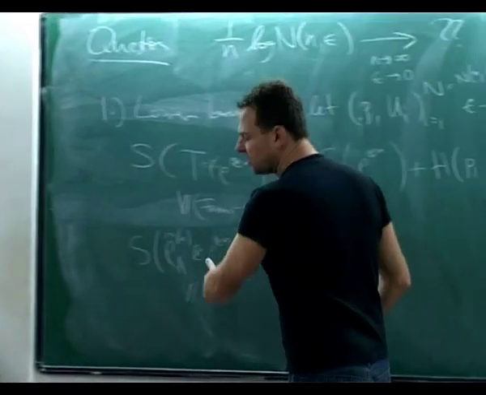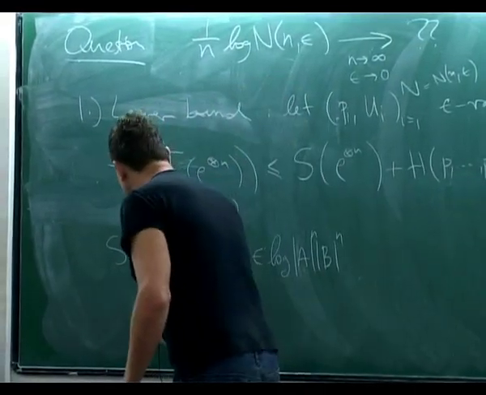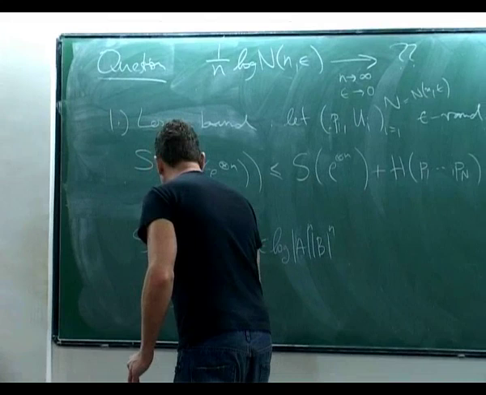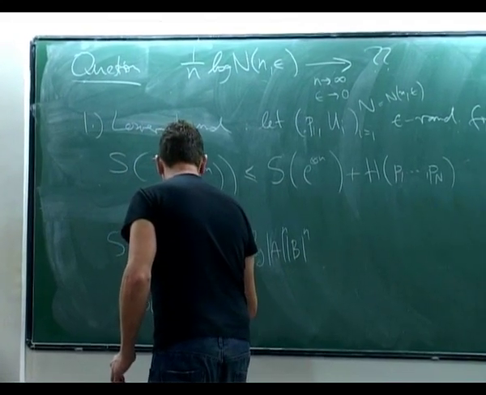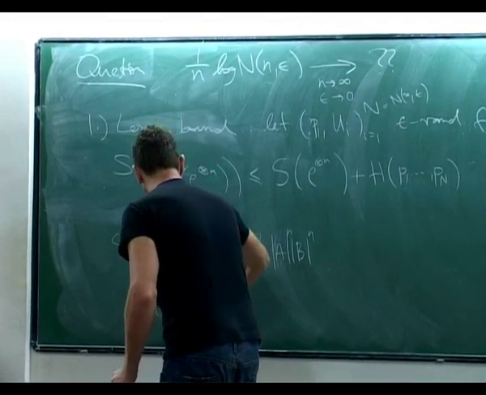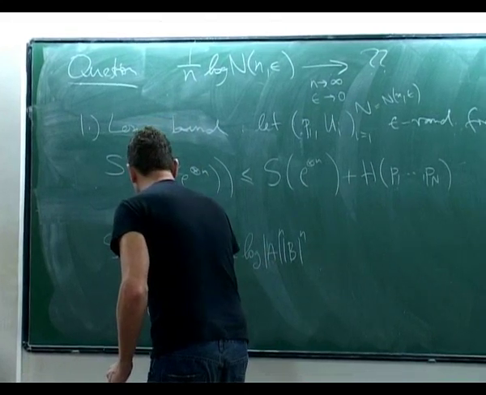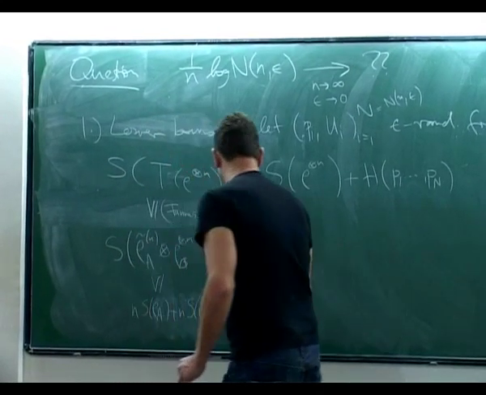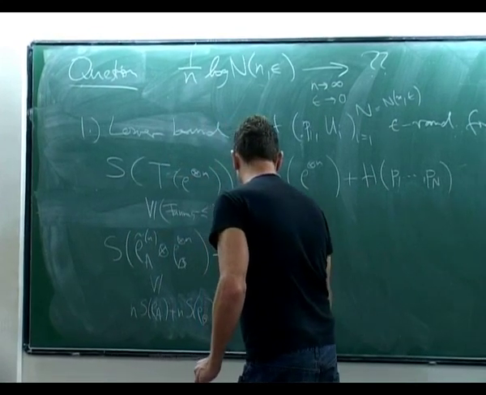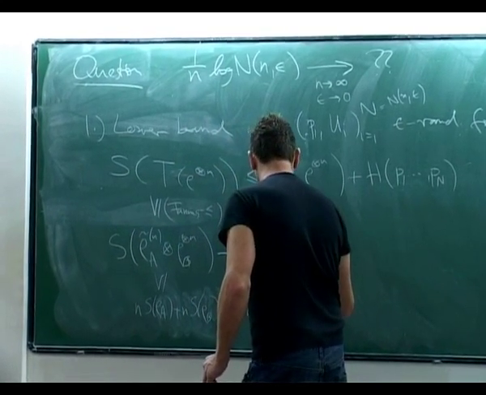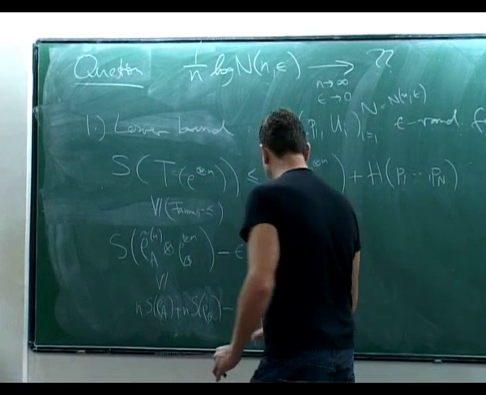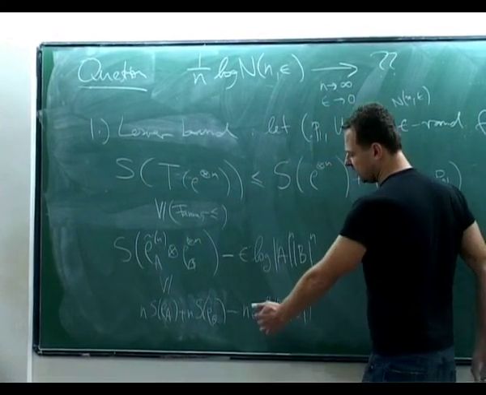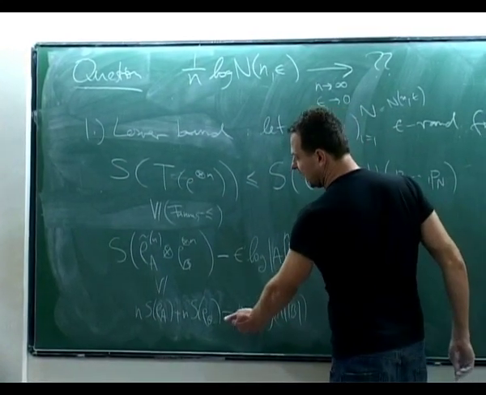And since now I have here just everything tensor product, I just get n times s of rho A plus n times s of rho B minus n epsilon log A times B. Yeah, so this is just some constant, and it depends on n, of course, but it's everywhere.